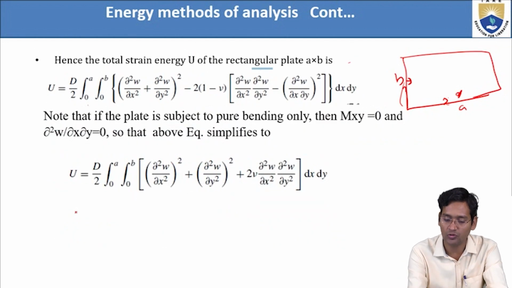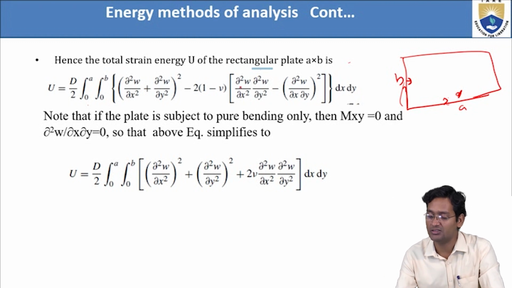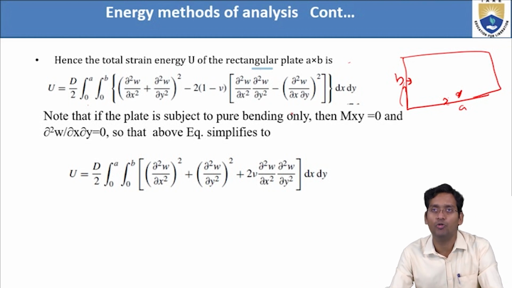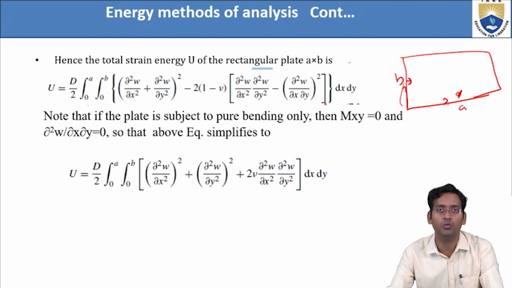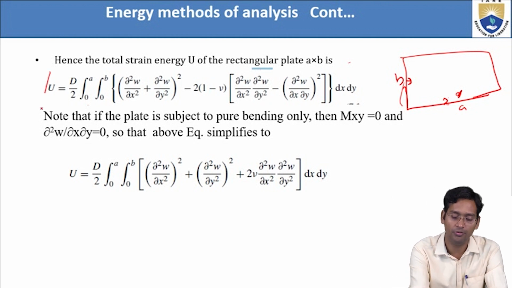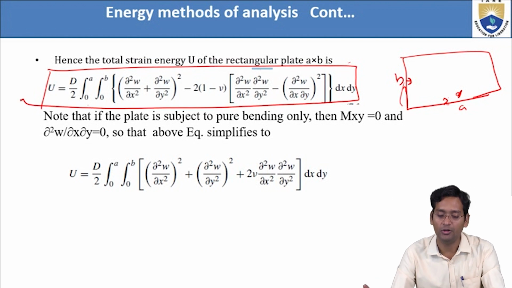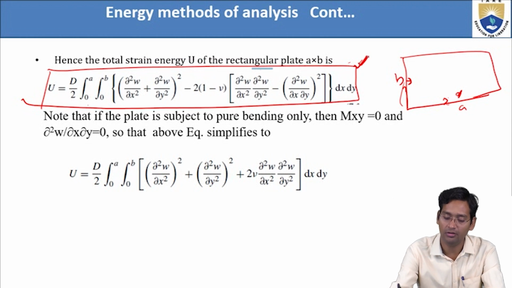(∂²w/∂x² plus ∂²w/∂y²) whole square minus 2 into (1 minus ν) into [(∂²w/∂x²) into (∂²w/∂y²) minus (∂²w/∂x∂y)²], whole multiplied by dx dy. So this will be the total strain energy U. So now we have the strain energy.